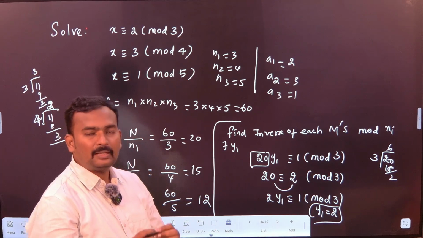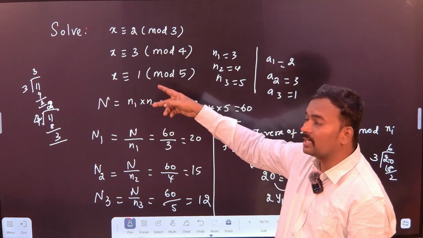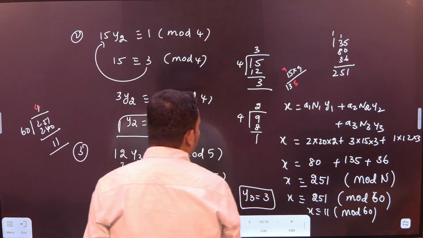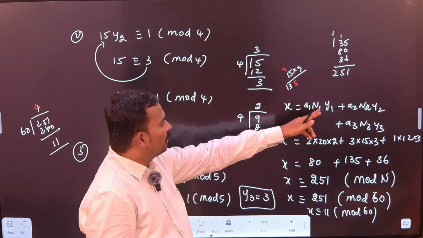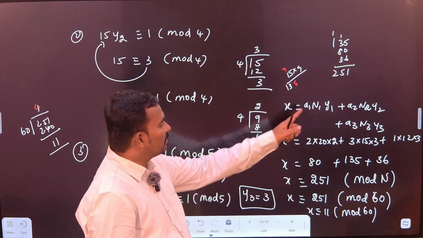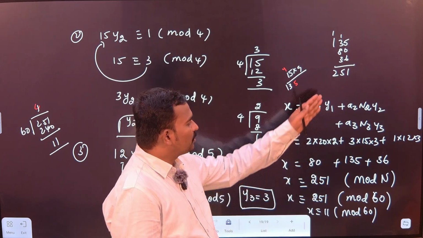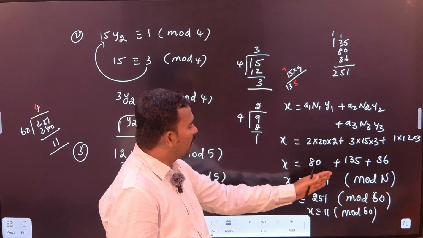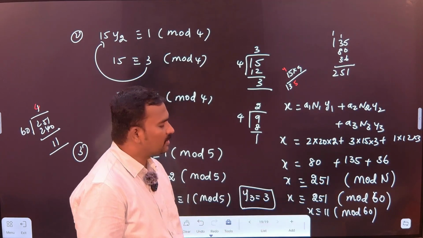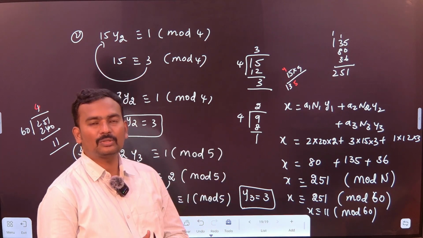So we need to find the unique x value that satisfies all the congruences simultaneously. That x should satisfy all of them, that is the Chinese remainder theorem. How to find the x value here? You know the remainders a1, a2, a3. N1 is capital N divided by small n1, N2 is capital N divided by small n2, N3 is capital N by small n3. You multiply all the things and add them. You will get 251. When you divide it by N, the product of ni, that is 60, you will get remainder 11. So 11 is the unique solution that satisfies all three congruences, the unique solution for the system.